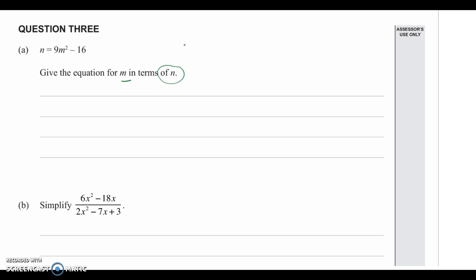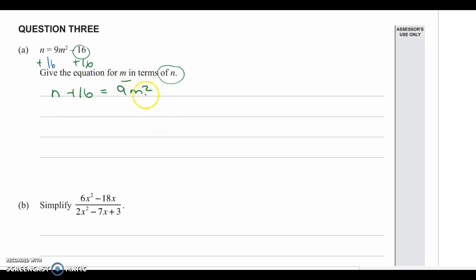Now because I've got a little minus 16 that doesn't have any letters, I'm going to take that over to the other side first. I want to have n plus 16 equals 9m squared. So I've just added 16, not 61, 16 to both sides. And then I've got this equation.